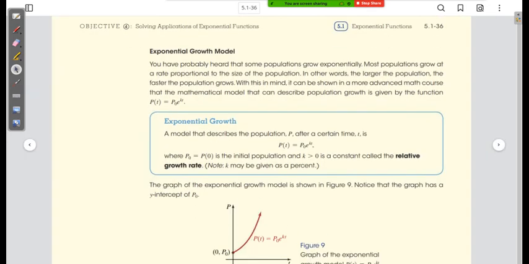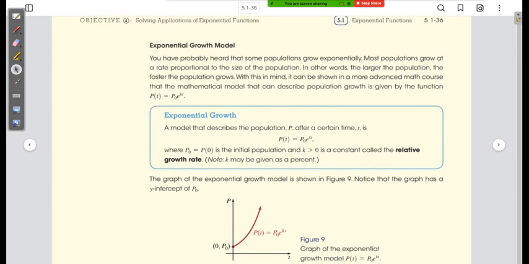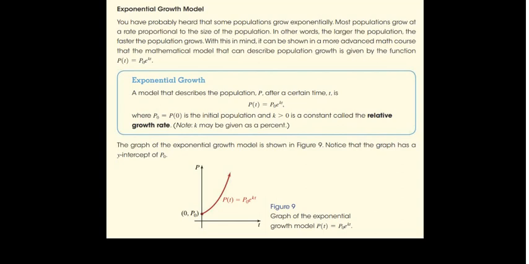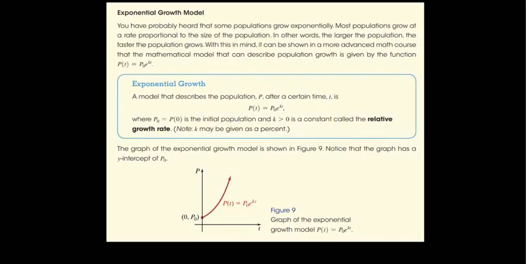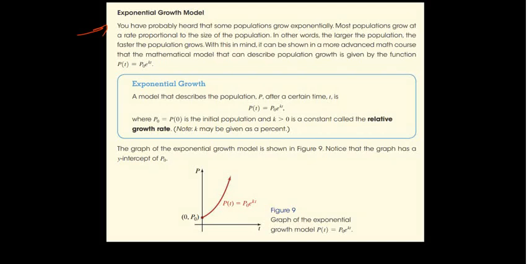Oh my goodness! All right, so page 36. I said I think we go to 40. So exponential growth. Now this is just a jam-packed section. Holy cow! All right, so you've probably heard that some populations grow exponentially. Most populations grow at a rate proportional to the size of the population. In other words, the larger the population, the faster the population grows.